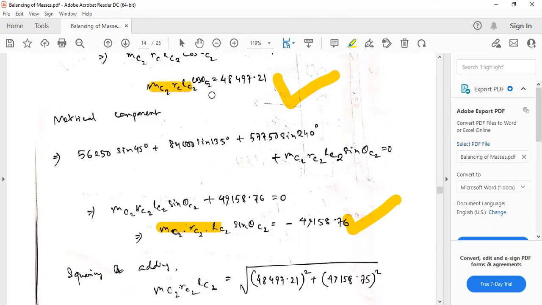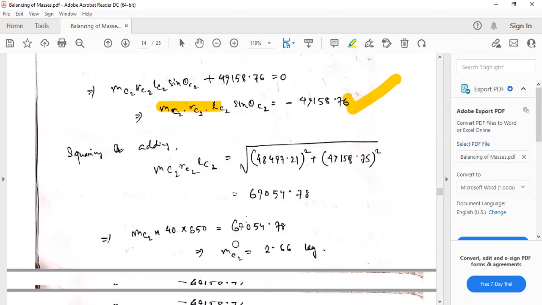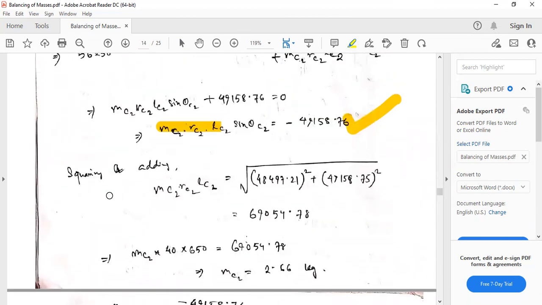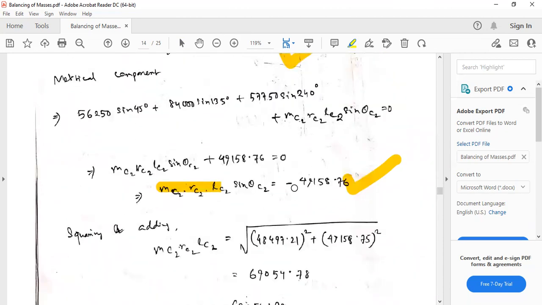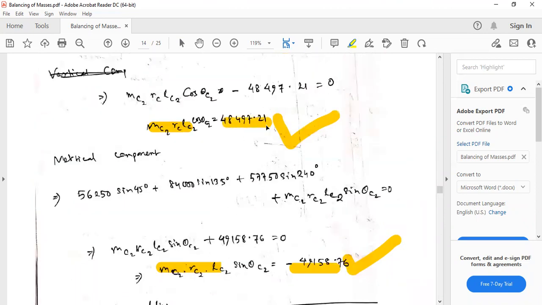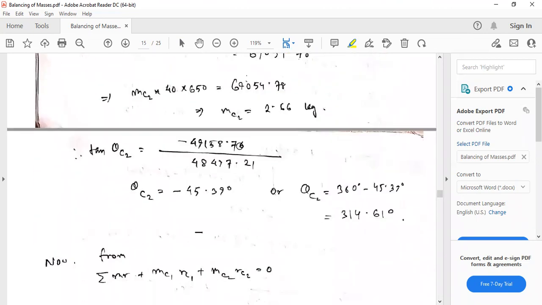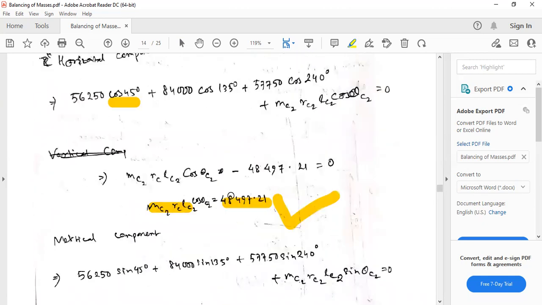And sine theta C2 by cos theta C2 is tan theta C2, isn't it? Tan theta C2 equals the right hand side value, this divided by this. So minus 49158 divided by 48497. If you take tan inverse of this, you get minus 45 degrees. Now why minus in this case?